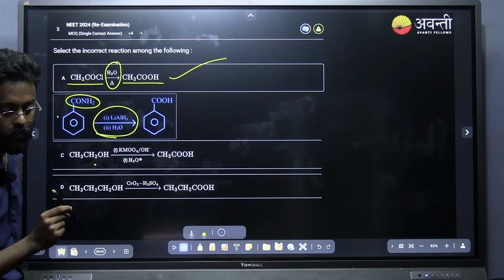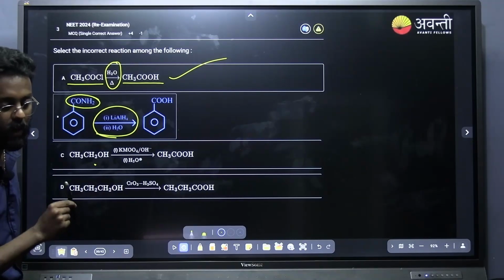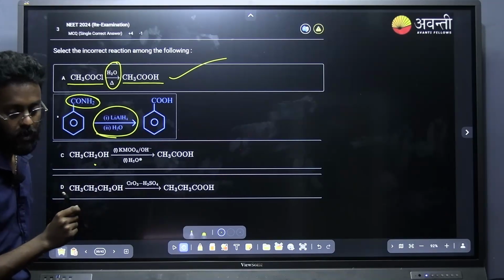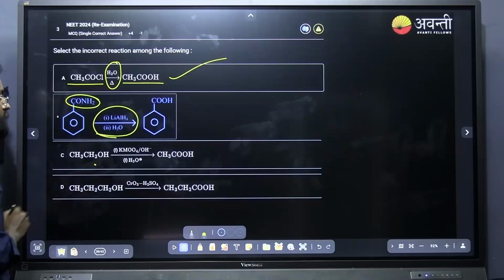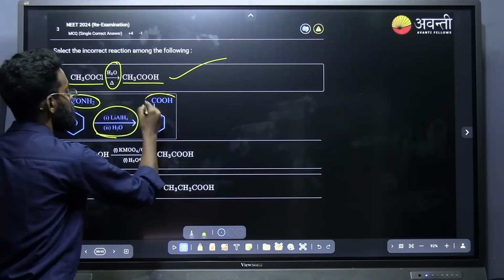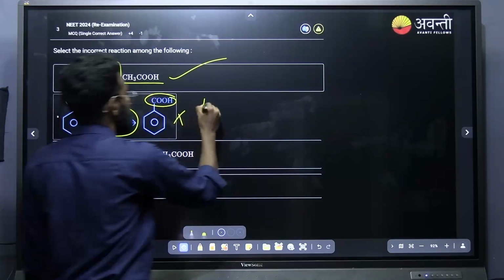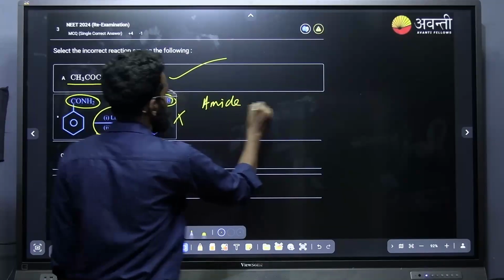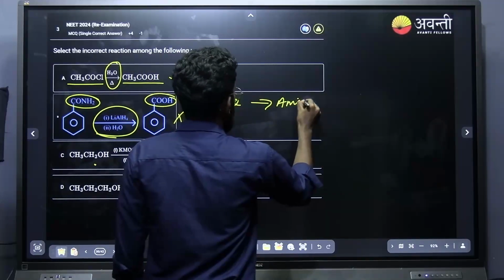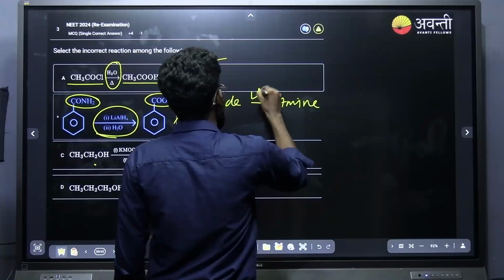Yes or no? Correct or wrong? Just now I have mentioned about it. Is it correct? Wrong. Yes, very good. It is wrong. Then what will be the product? What is the product? This is amide. Amide will be converted to amine by LAH.